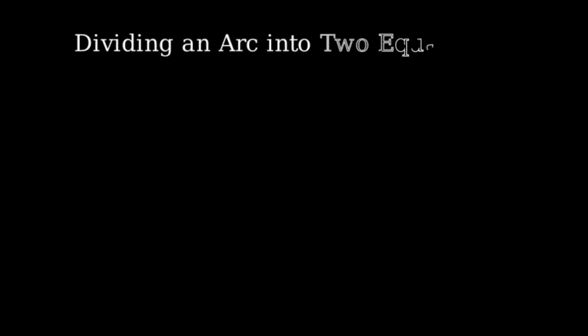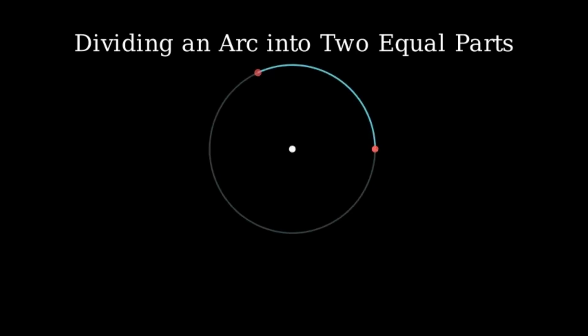Let's learn how to divide an arc into 2 equal parts using geometric construction. First, let's draw our arc. We'll call the endpoints of our arc points A and B, and we'll mark the center of our circle as point O. Draw radii OA and OB from the center to both endpoints of the arc.